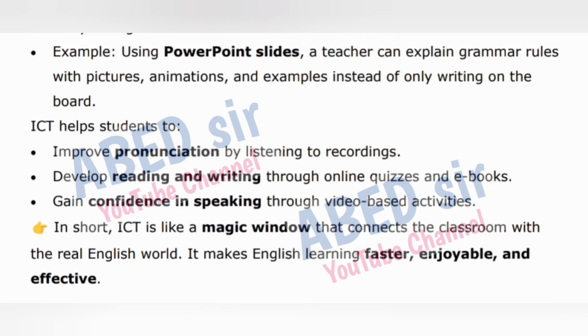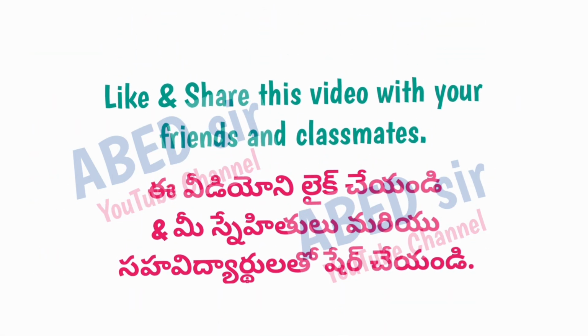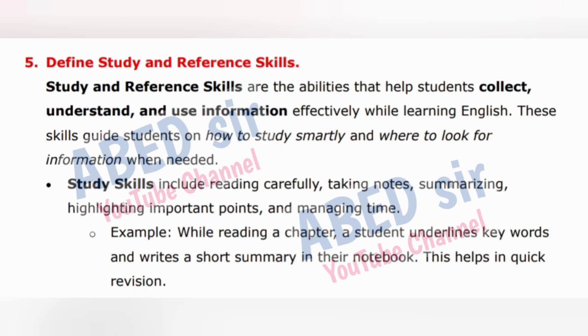In short, ICT is like a magic window that connects the classroom with the real English world. It makes English learning faster, enjoyable, and effective. Next important short question is 5. Define study and reference skills.